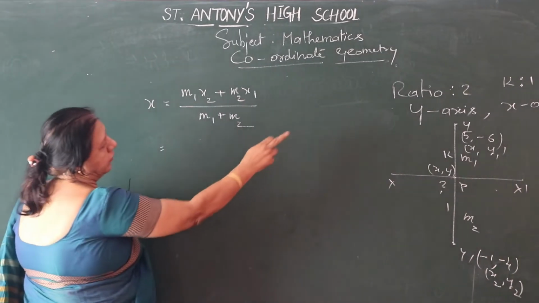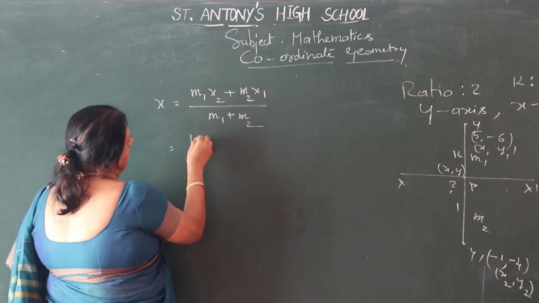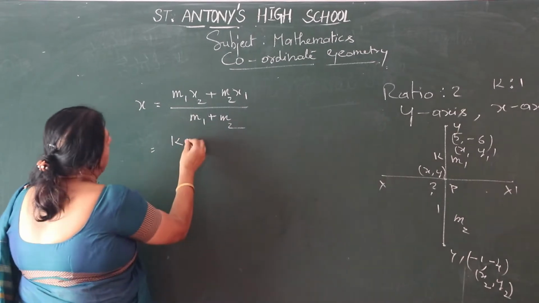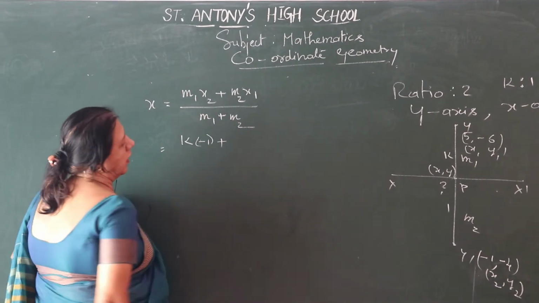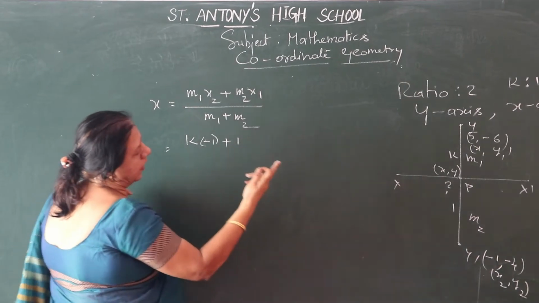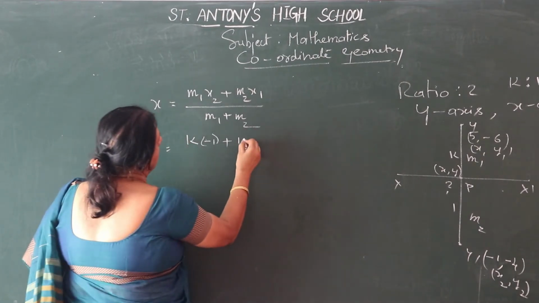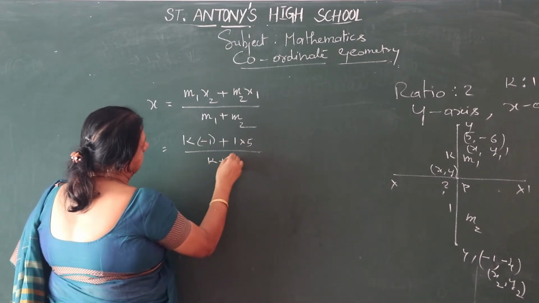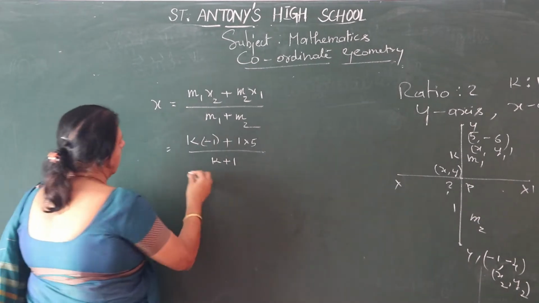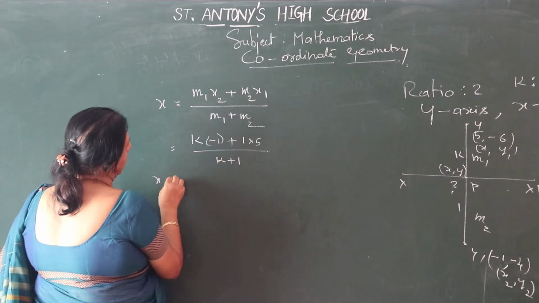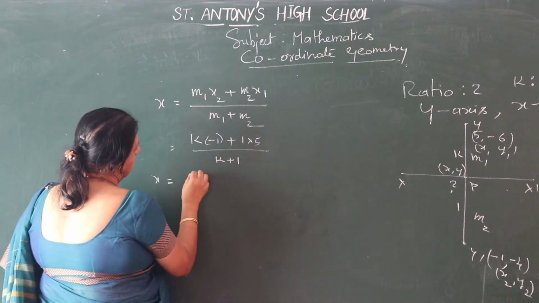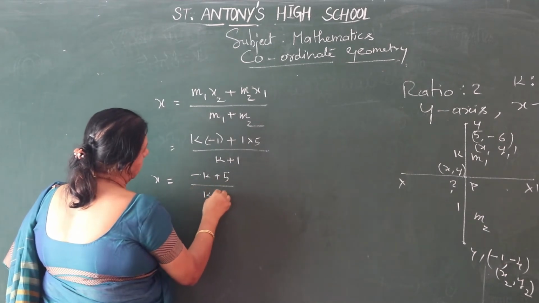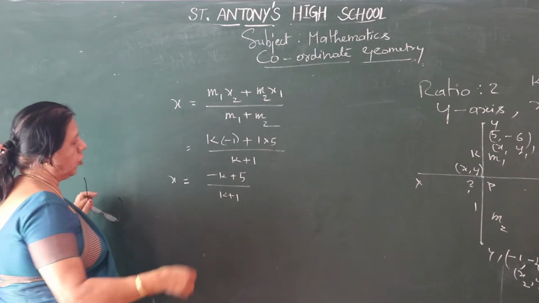Now m1 is the ratio k we have taken. What is x2? x2 is minus 1, plus what is m2? 1. What is x1, children? Observe, it is 5. Substitute the values. What are m1 and m2? k plus 1. Simplify. X is equal to minus k plus 1 into 5, over k plus 1. Got it, children? Okay, go for y.